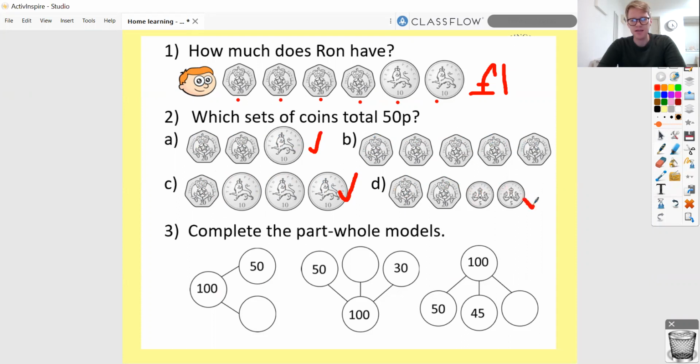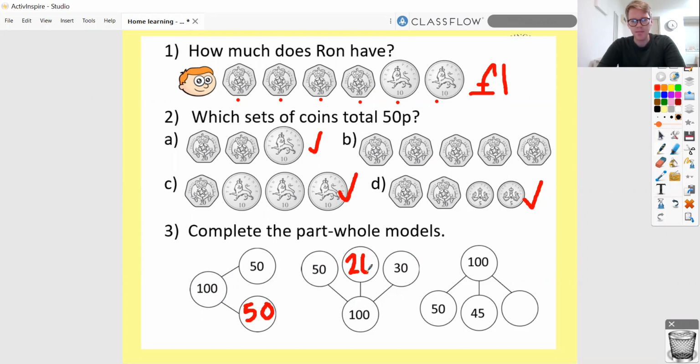So yes, D does. And for our part whole models, we've got several ways here of representing groups that make 100. So we've got 50 plus something else totals 100. So this one's going to be 50 as well. Next over, we've got 100 made up of 50 and 30 and something else. Well, 50 and 30 is 80. If I take 80 away from 100, I've got 20 left.